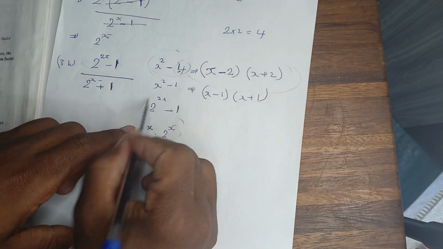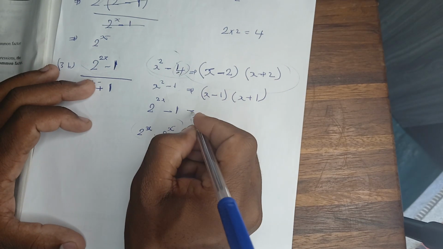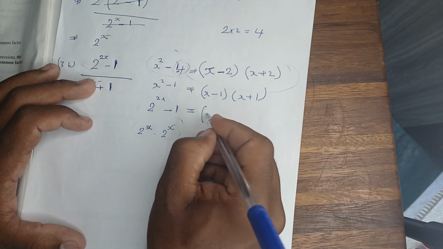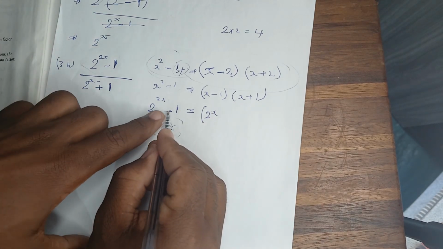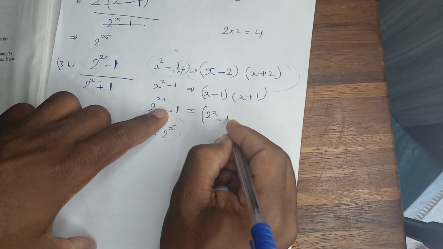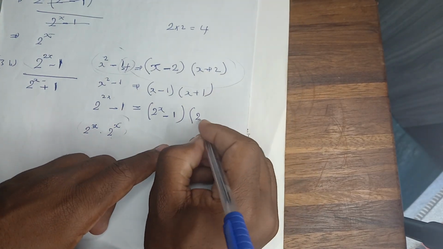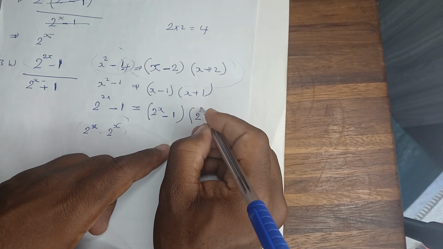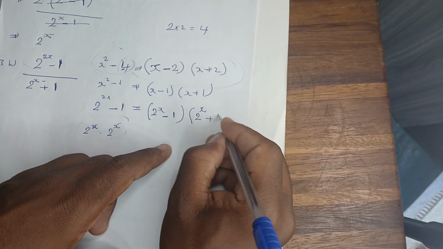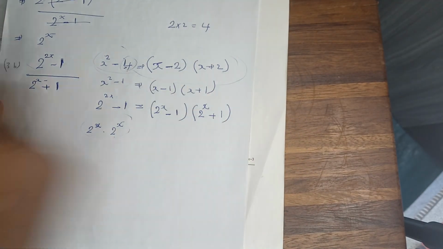So this is actually a difference of 2 squares. So I'm going to break this part. It's going to be 2 to the exponent x, then I'm going to write -1. Then on the other side, I'm going to change the sign, so it's going to be 2 to the exponent x plus 1, like this. Now we have factorized.